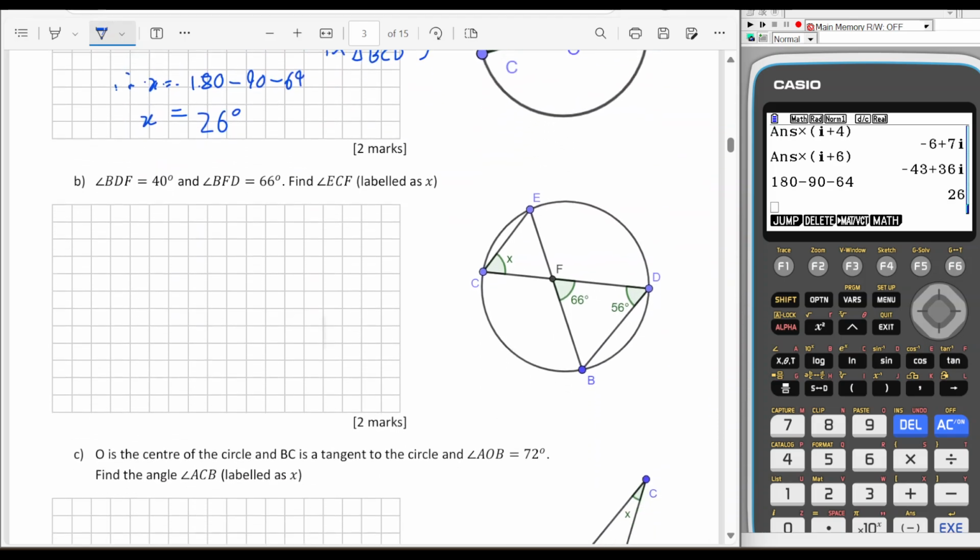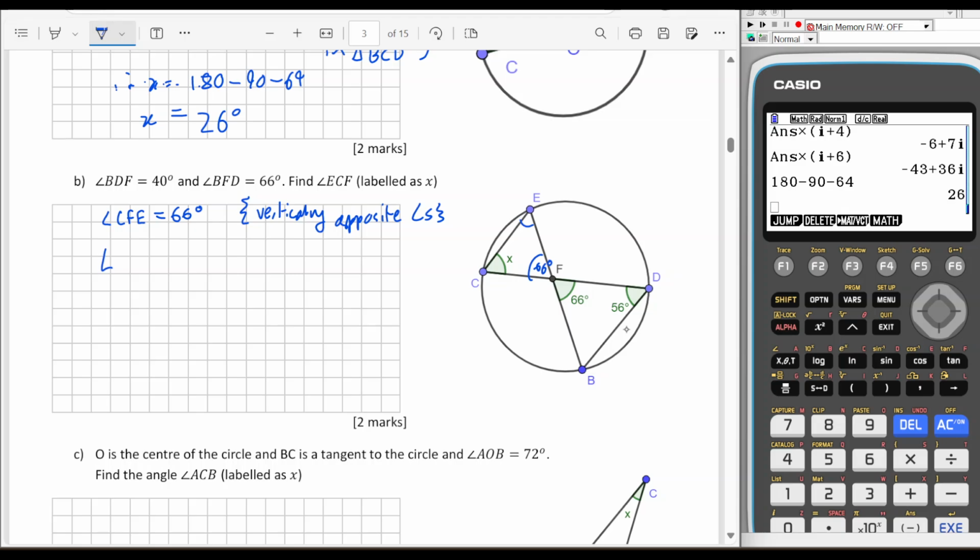Okay, next one we got here. So we're going to need another theorem. So this one here, well, we've got a couple theorems we can look at. So CFE is 66 degrees. Now these are vertically opposite angles. So that should be 66 degrees just in there. Another angle we can work out is the one across here. So there we go. 56 is across there.